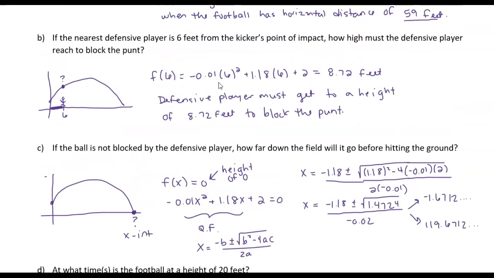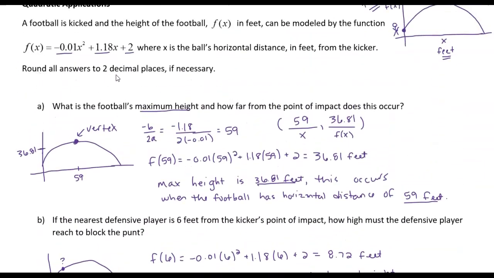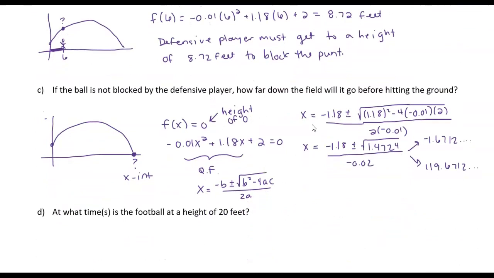Up at the top here, it did give us permission to round answers to 2 decimal places. That is only at the end of the problem. Notice I have not rounded any of these other decimals throughout the problem. We want to keep all of that going. You're only allowed to round at the very end, so be careful with that. So we'll say negative 1.67, and then here we'll say 119.67. This is feet, and this is also feet. Remember, these are x values.